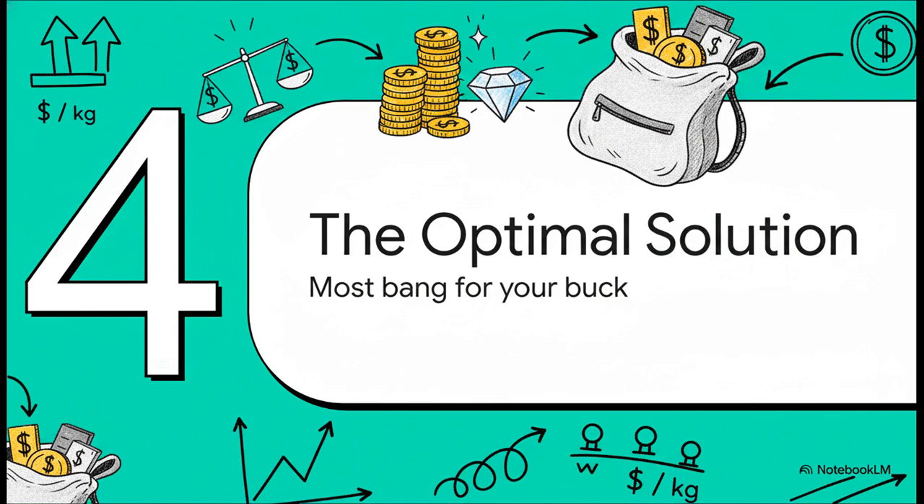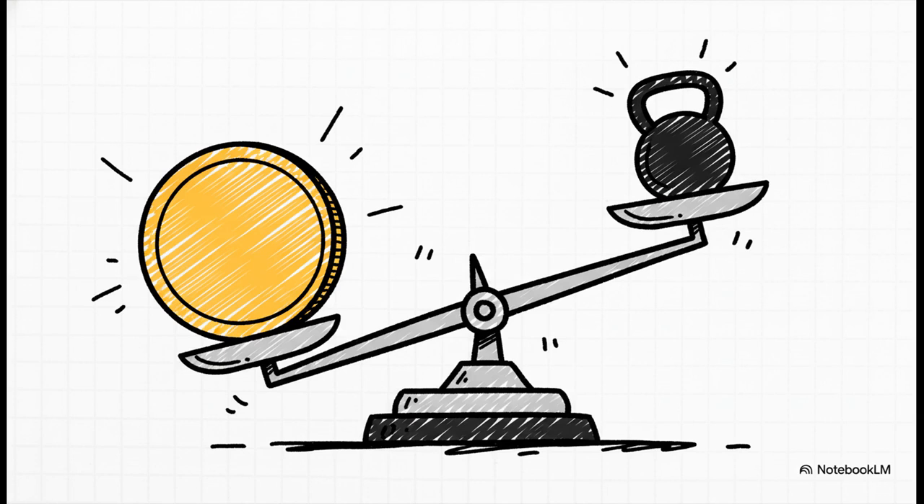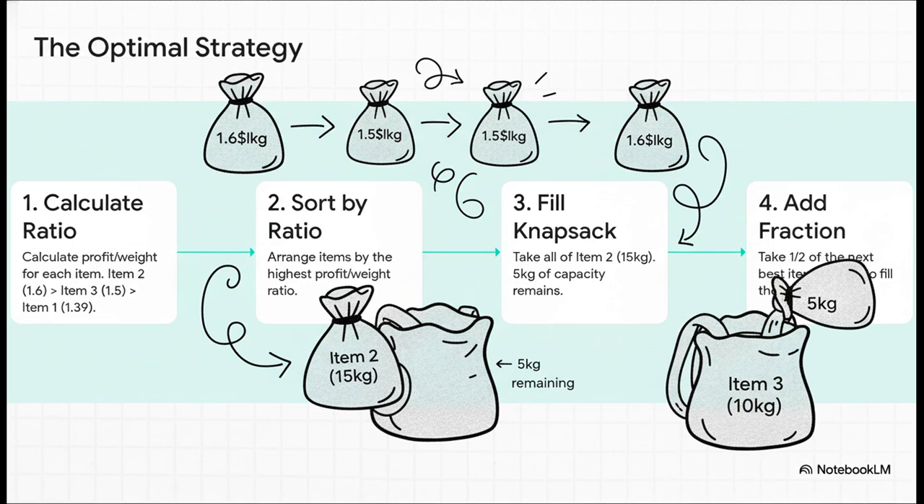We need to find the items that give us the most profit per kilogram, the most bang for our buck. And this right here, this is the core insight. The best metric isn't just raw profit, and it isn't just low weight. It's the density of the value, the profit you get for every single kilogram. We need to find the most efficient way to use up our limited backpack space. Let's see how this optimal strategy plays out.